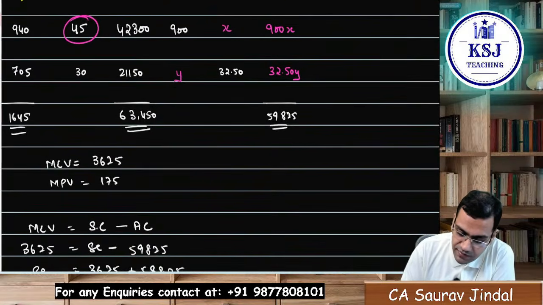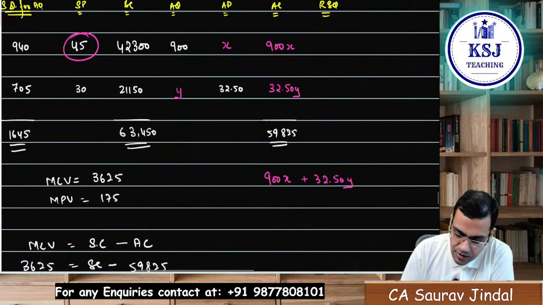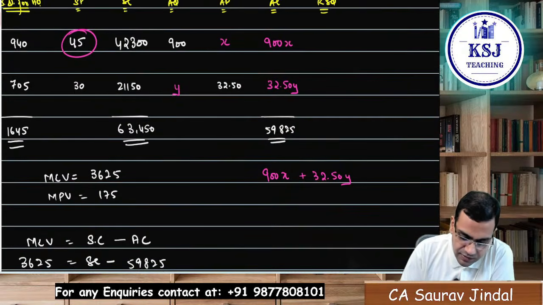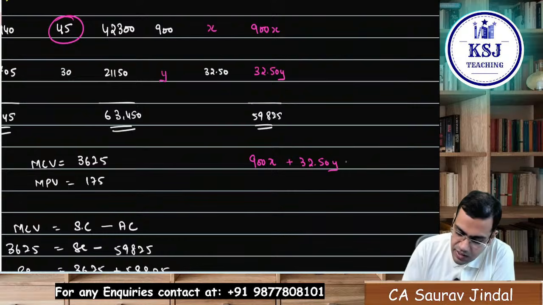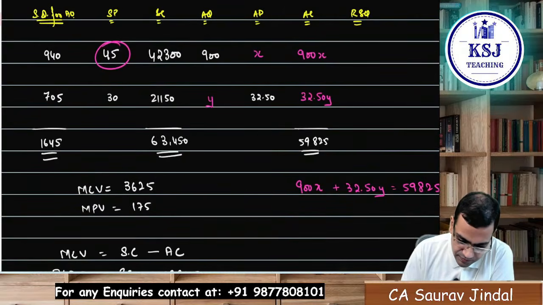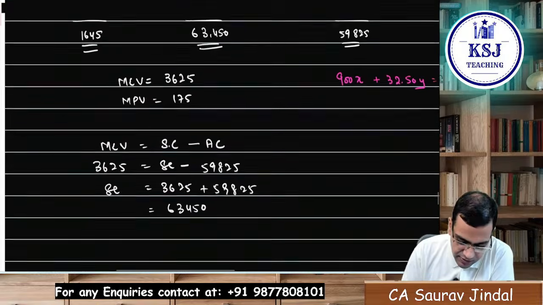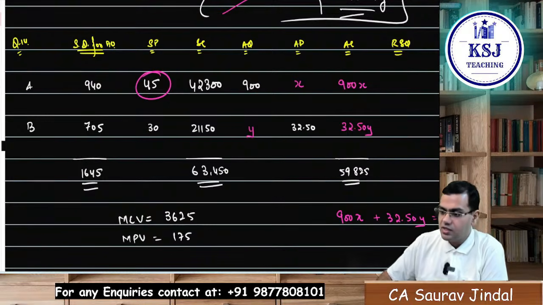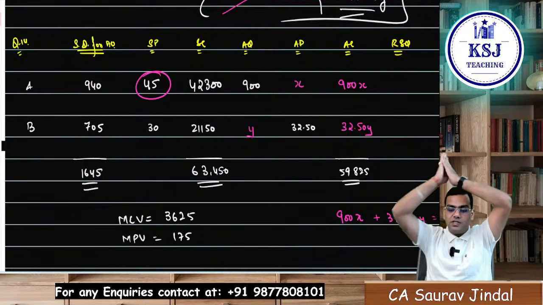So I will frame one equation from here. My equation will be 900X plus 32.50Y equal to 59,825. Sir, what about the other equation? For that we will use the price variance.